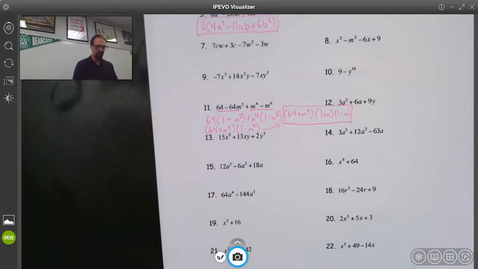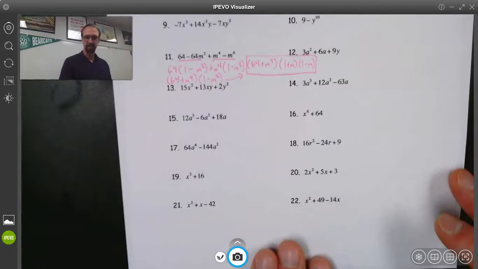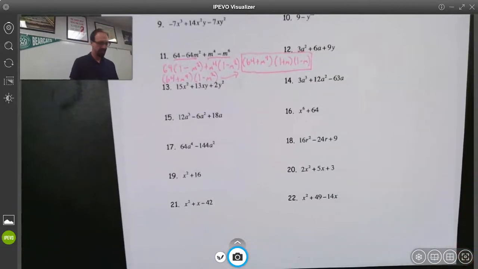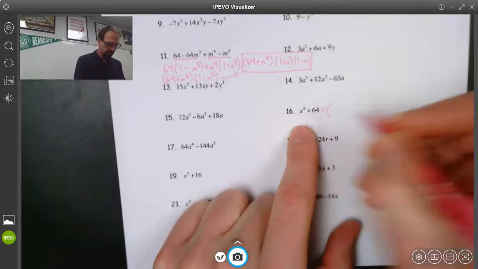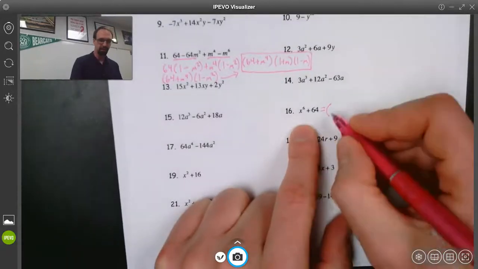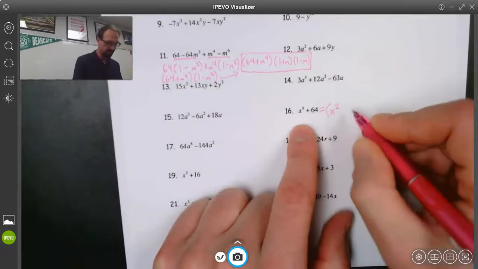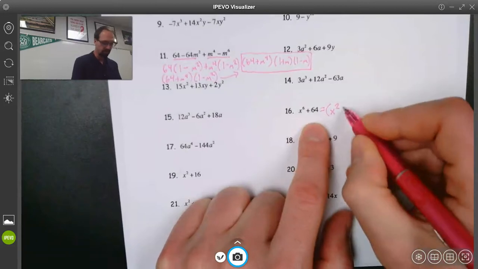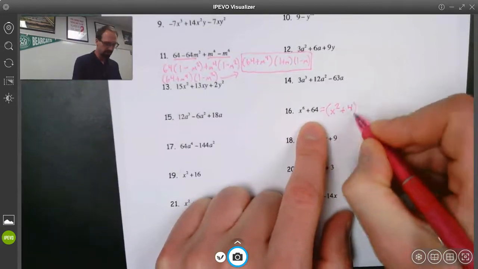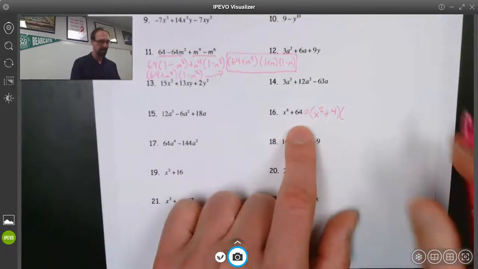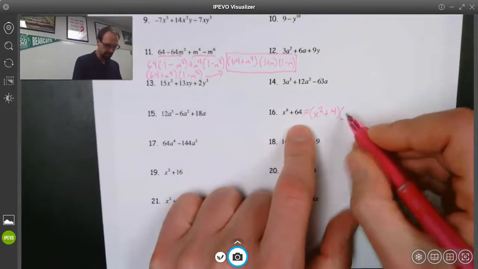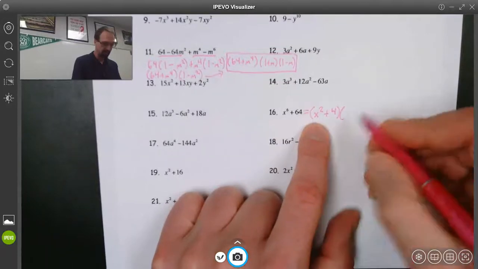The last one I want to do with you is number 16, x to the 6th plus 64. This looks like 2 terms, so when you see 2 terms, go to sum or difference of cubes. This is a sum of cubes. So again, we take the cube root of the first term, so that's going to be x squared, and the cube root of 64, that's going to be 4. And then the sign here is whatever sign we have at the beginning. And then I square this term here. That gives me this first term.